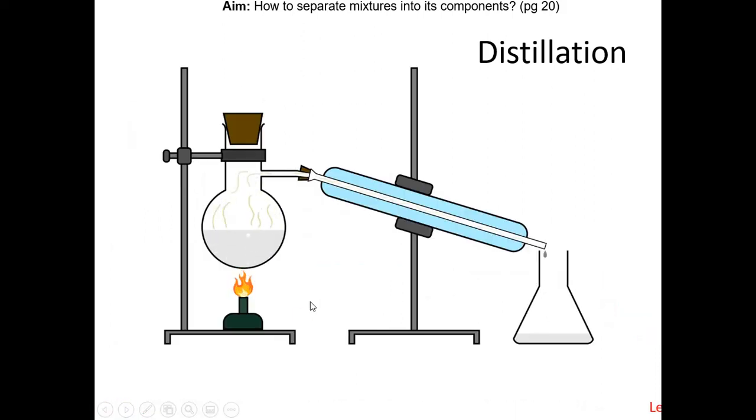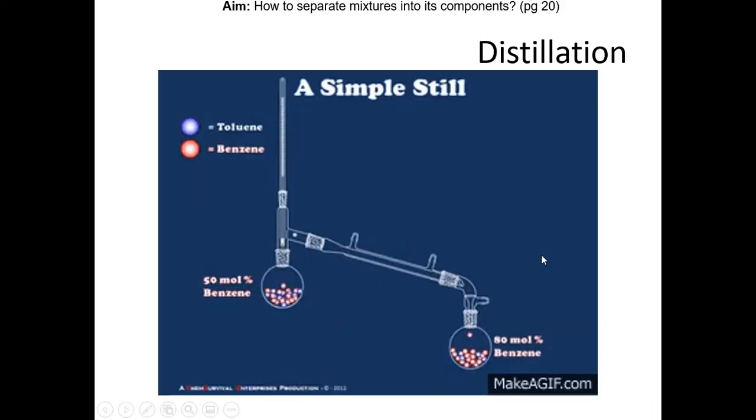So here's a GIF of what's happening. You're going to boil a solution here. The liquid that has the lower boiling point is going to evaporate first and condense into your collection flask. Here's one with particles. You can see that the one with the higher boiling point stays in this flask, while the one with the low boiling point evaporates and gets collected here.